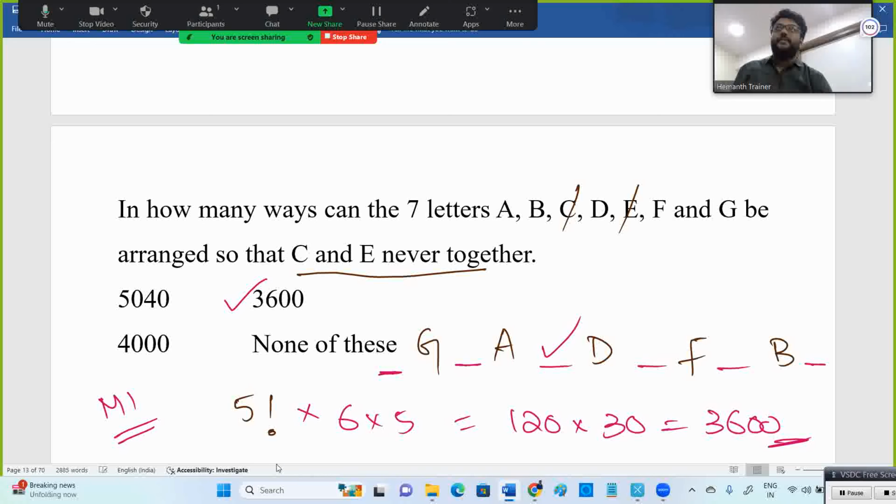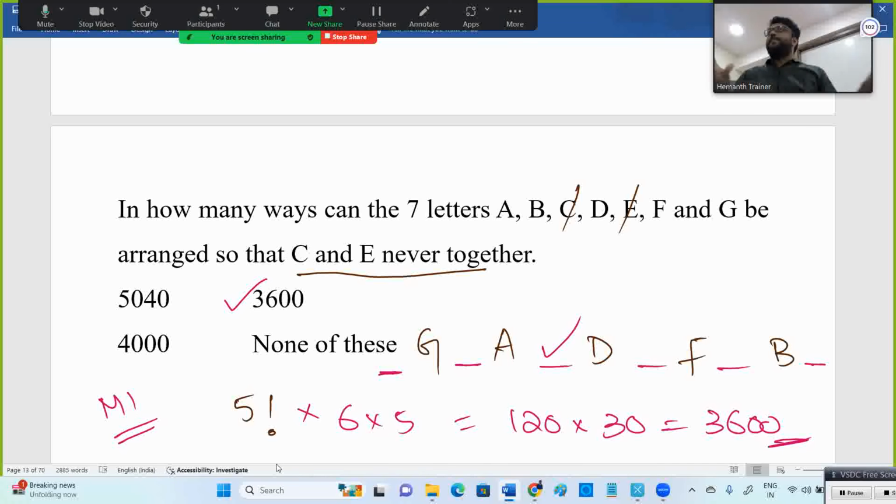This is method 1. Similarly, there is a question like: 6 boys and 5 girls, girls not together. That means we should arrange the boys first. Here, C and D never together means we are arranging the remaining people first. Boys not together means first we should arrange the girls, and in the gaps we need to put the boys.